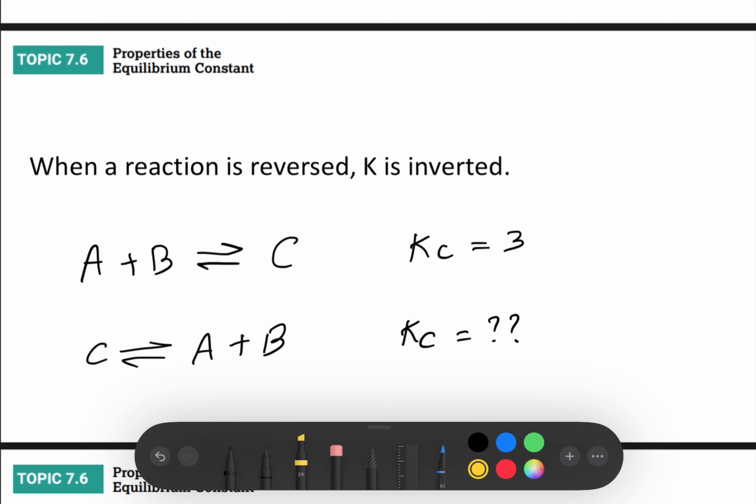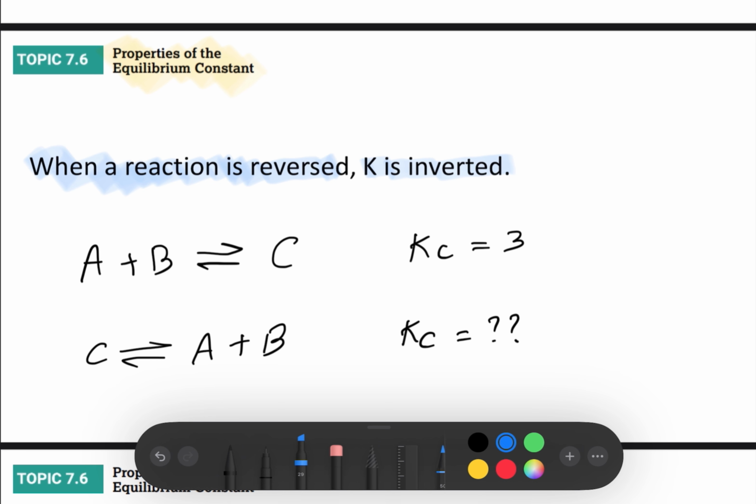Today we will complete the videos of Unit 7 and we're going to cover section 7.6, the properties of the equilibrium constant. I will start with the rules immediately. Rule number 1 says, when a reaction is reversed, K is inverted.